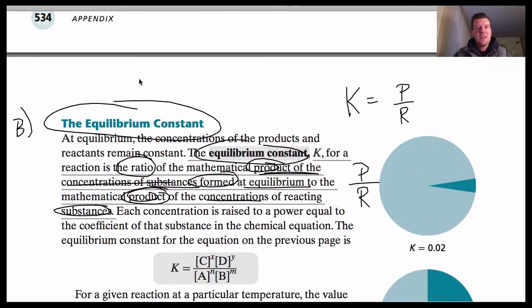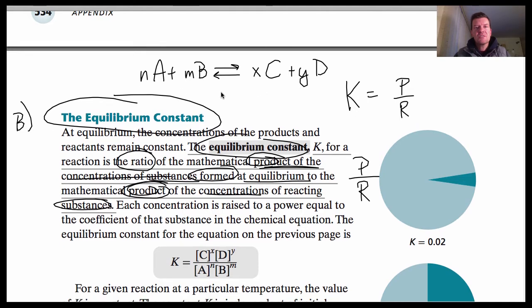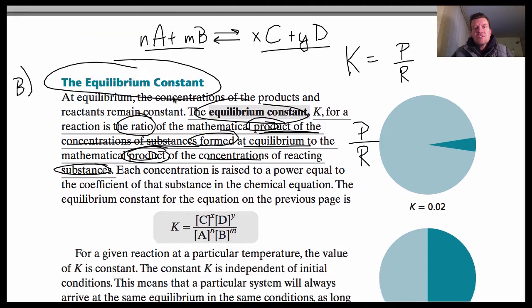Here's our reaction, Na plus Mb. Remember, N and M are coefficients. They're just numbers. Reacting to form Xc plus Yd. And again, X and Y are just coefficients. So what we're saying is this reversible reaction, once it reached equilibrium, do we have mostly C and D or do we have mostly A and B? So we just take a ratio of those two concentrations.